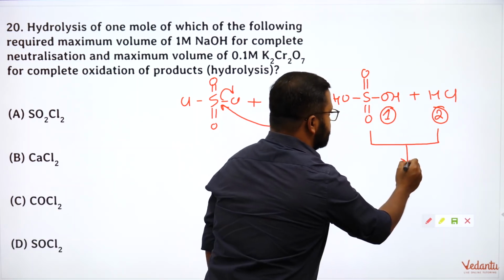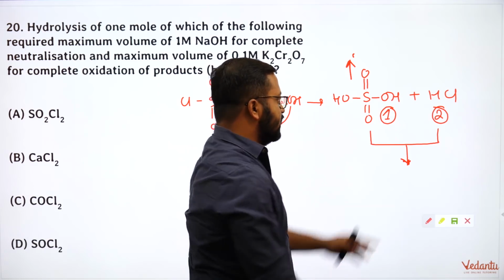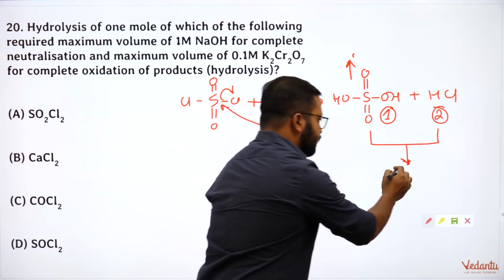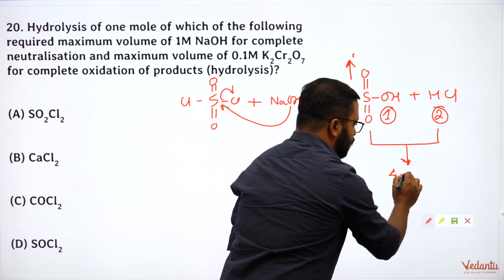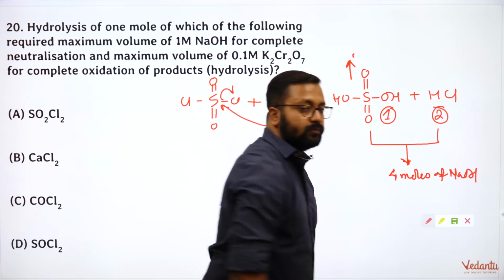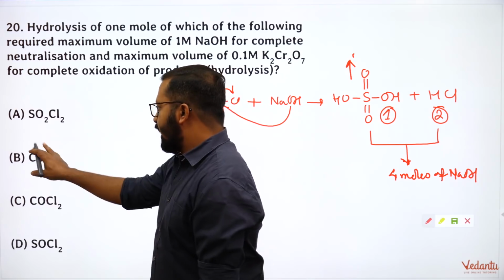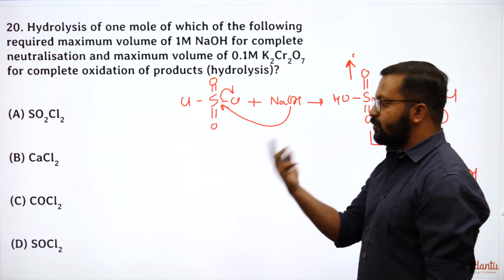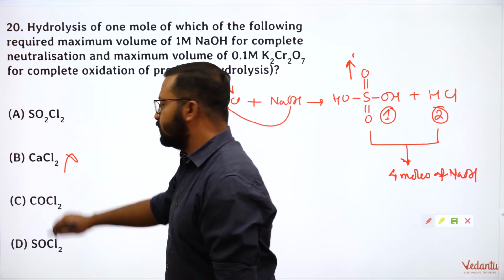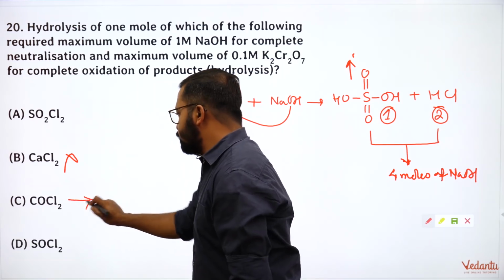They'll react with... this is a dibasic acid, this is monobasic, so 1 unit of dibasic will produce 2 H plus ions, so this will react with 4 moles of NaOH. Okay, 4 moles of NaOH. Calcium chloride hydrolysis will produce calcium hydroxide, but NaOH के साथ उसका रिएक्शन नहीं होगा, तो इसको हम हटा देते हैं. ठीक है, COCl2 will produce what?